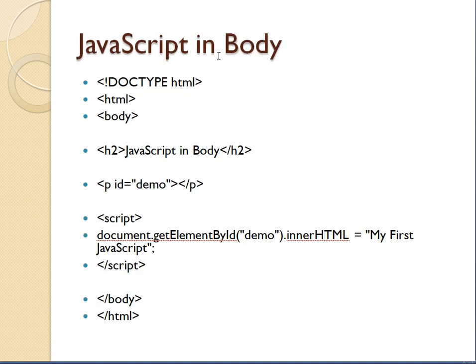Then coming to the next part, that is JavaScript in body. In the body tag, you can see here this is the body tag, and in between is the script. So this is all the JavaScript part. I've already told you it's a syntax, it has to be written that way: HTML body, then h2 JavaScript in body, h2 tag close, then p id demo paragraph, then the script document.getElementById demo.innerHTML. This is very important. This is innerHTML, my first JavaScript, and then the script.